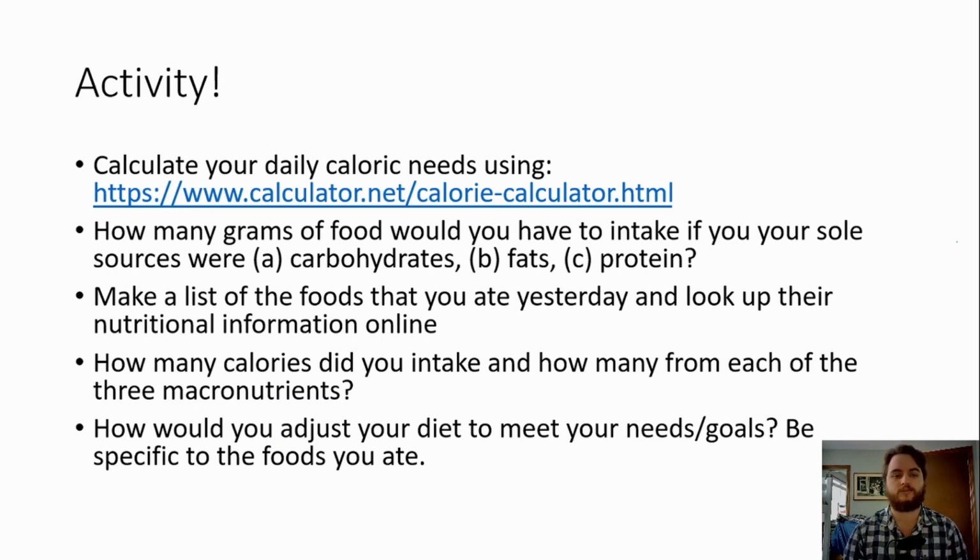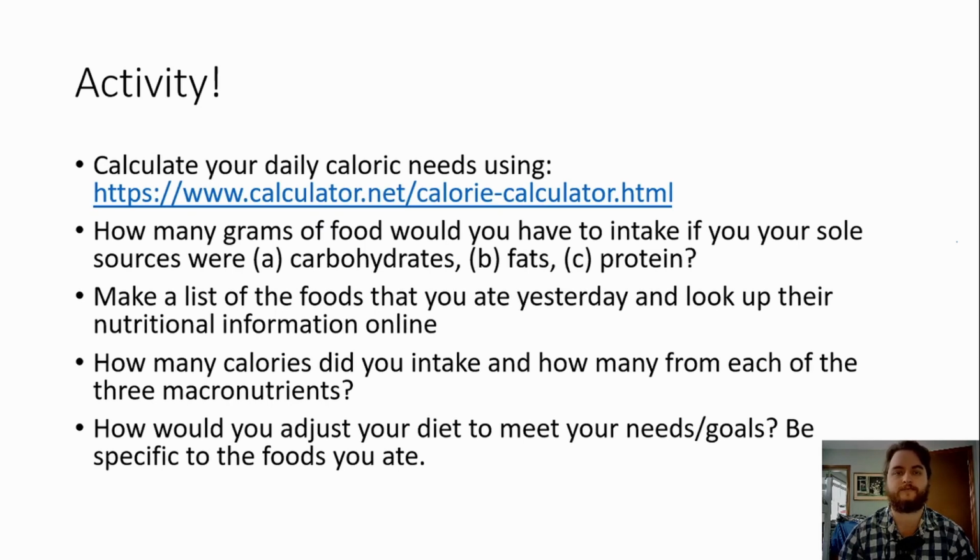So what I want you to do is go to this website here and calculate your daily caloric needs. And then how many grams of food would you need to intake if your sole source of food was carbohydrates, fats, and proteins? All right, and then I want you to make a list of the foods that you ate yesterday and look up their nutritional information online. From that information, how many calories did you intake and how many from each of the 3 macronutrients? Also, how would you adjust your diet to meet your specific needs or goals?